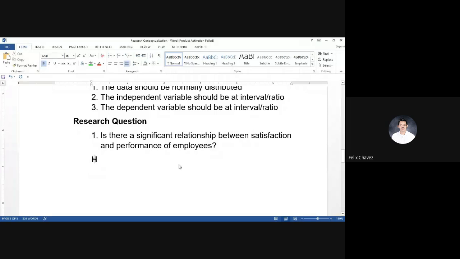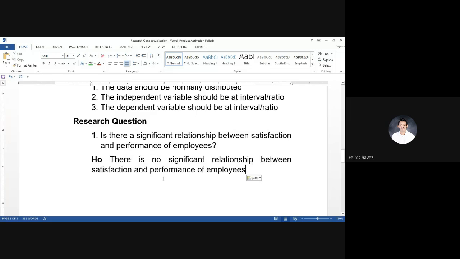So the null hypothesis, if we want to have the null hypothesis here, then our null hypothesis is there is no significant relationship between satisfaction and work performance of employees. So we have to test this particular hypothesis using the Pearson product or Pearson R moment correlation.